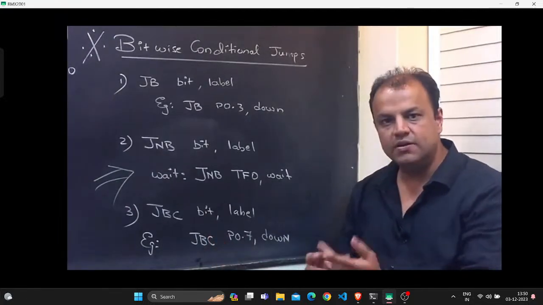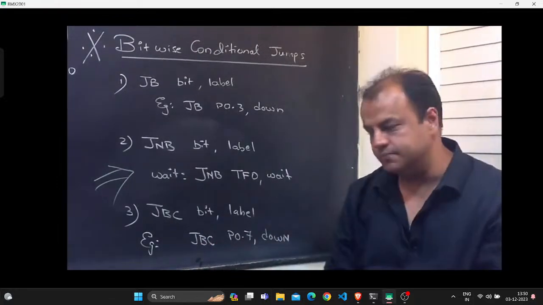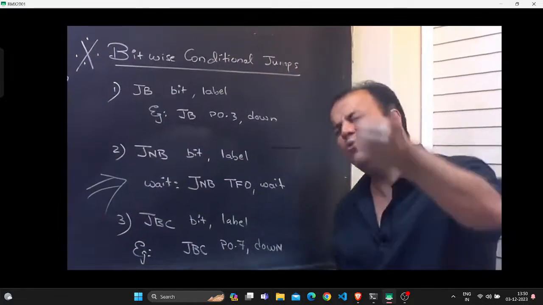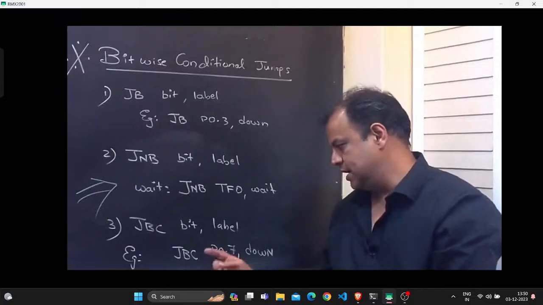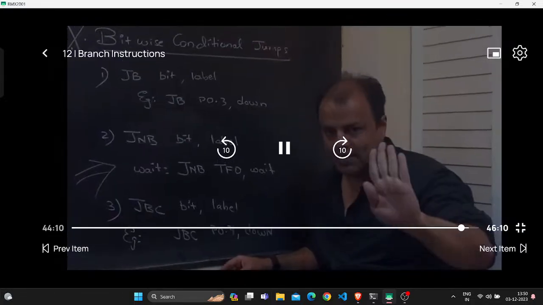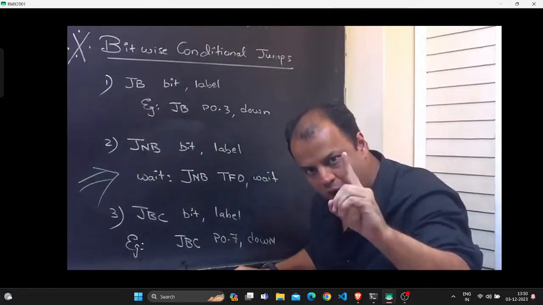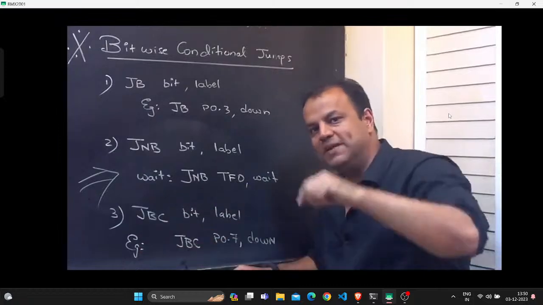Now what is JBC? It's a double action instruction. It'll do two things. Not only jump if bit and clear. So only if this bit is 1, the program will take a jump to location down, and while jumping will also clear the bit. Did you understand? Two actions. So when you encounter this instruction, P0.7 could be either 0 or 1, correct? Jump if bit. So if P0.7 is 1, only then it will perform the jump, and while jumping will also make this bit 0. Please tell me, did you understand?